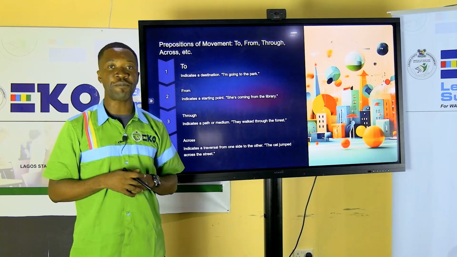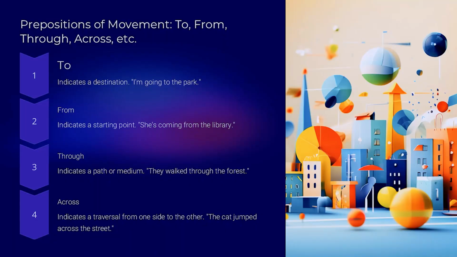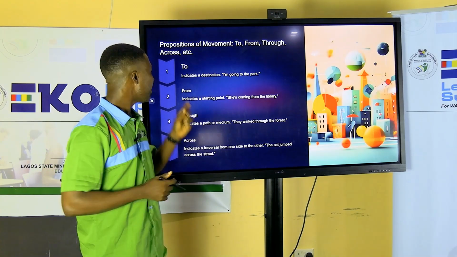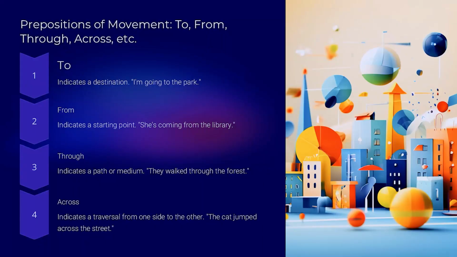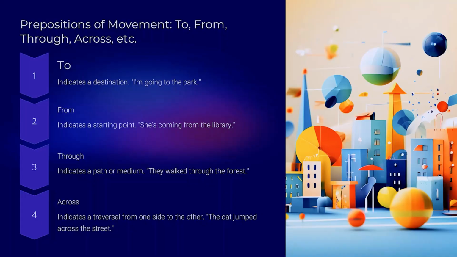We also have prepositions of movement. For example, to, from, through, and across, and many other examples. To indicates a destination. I am going to the park. When you use from, it indicates a starting point. She's coming from the library.